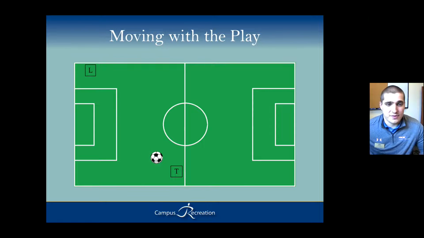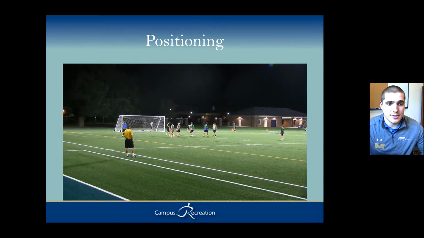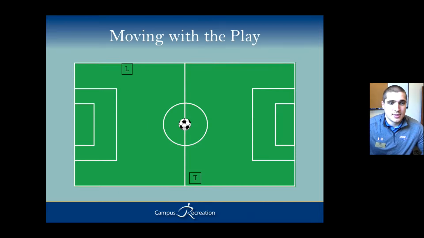And then here's a good graphic of moving with the play. So as you'll see, we'll go back there for a minute. So you can see here where the ball moves, you'll see the lead get ahead of the play, and then when it comes back, the L and the T won't switch, but you'll see the trail also get ahead of the play on this side. So following, getting ahead, ball comes this way, the trail is ahead of the play.